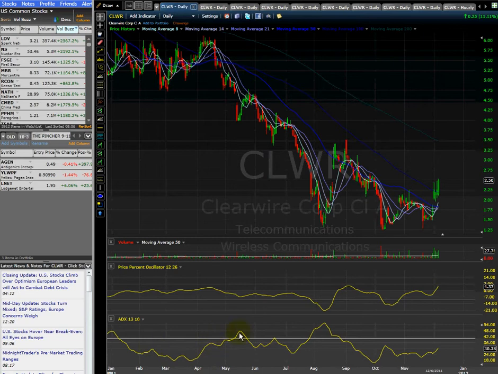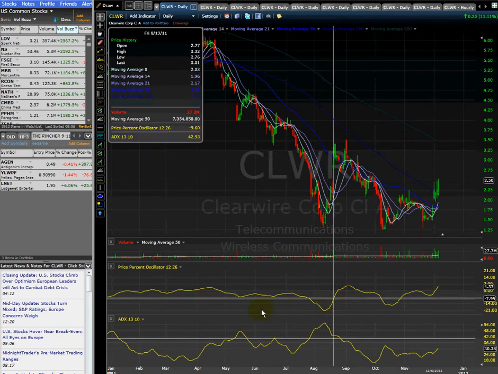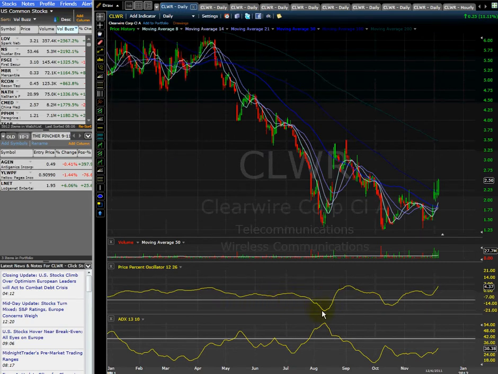I colored them both yellow just so you can see, but these are two different indicators. Basically, the PPO ranges from 0 down to negative 21 and up to 21 positive. I don't have it at the zero line indicated; I have it at the negative 10 mark. When this line gets underneath negative 10, it meets the criteria that I'm looking for. The opposite is with the ADX. When it crosses above 40, that's what I'm looking for.